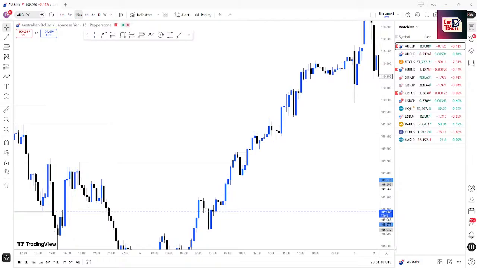Actually, so that's basically what I'm trying to explain. This is going to be your change of character. That's the first area, and the second one is now going to be your break of structure. Every subsequent one is a break of structure.